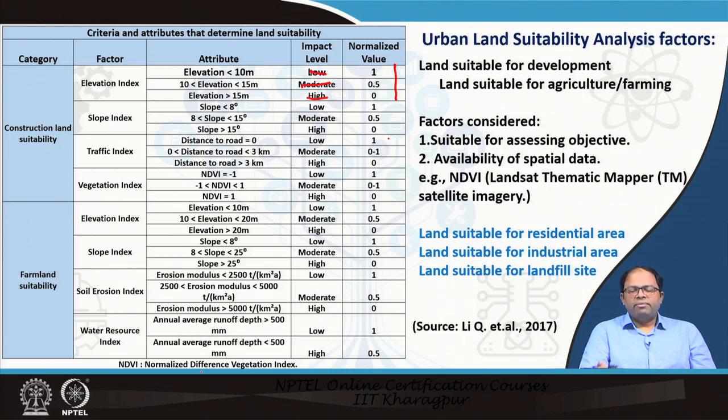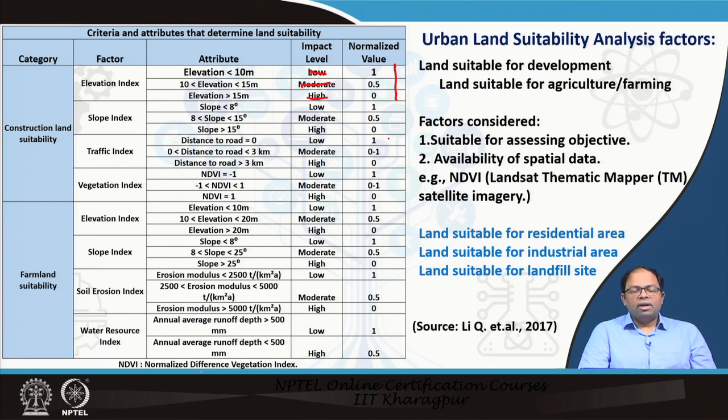And the different factors that were considered actually depended on two things. One is, is the factor suitable for assessing the objective? And the second criteria is availability of spatial data. That means, is data available to assess those objectives? If I don't have an elevation map, or if I don't have a contour map, I will not be able to generate either the slope or the elevation.